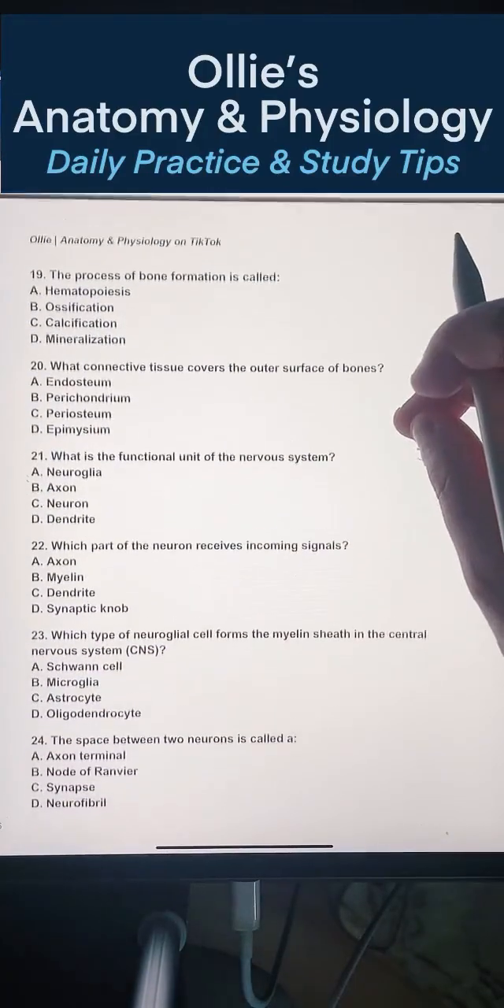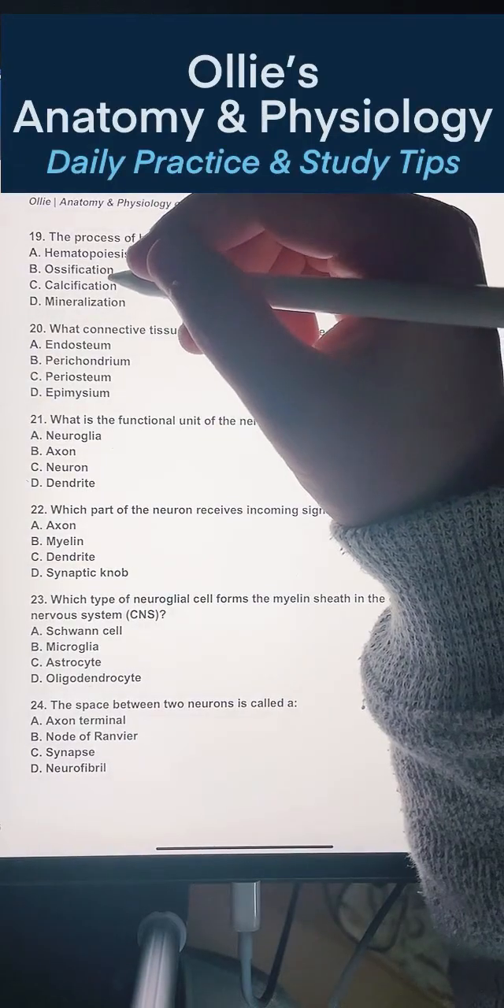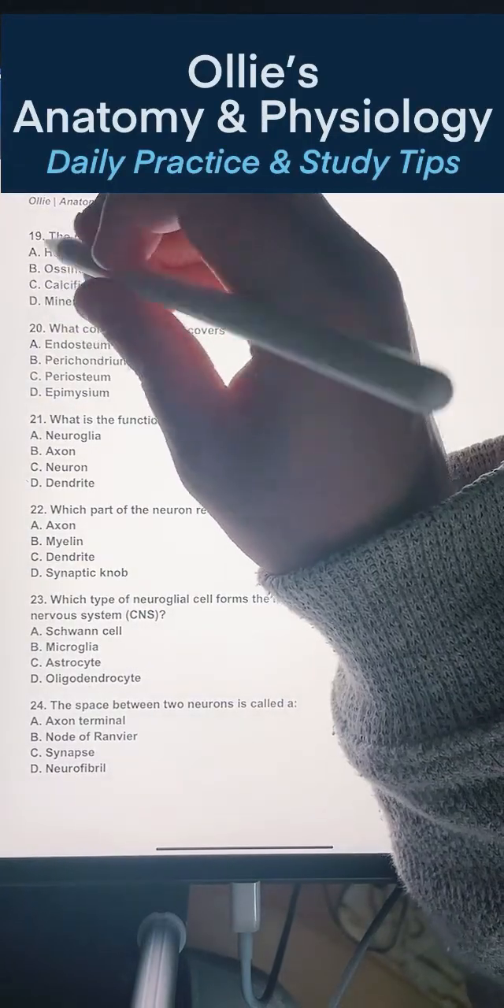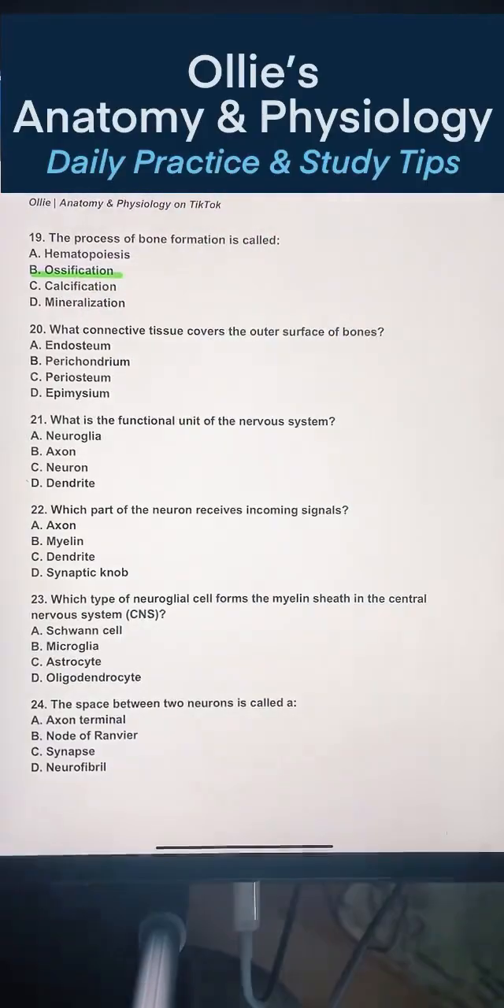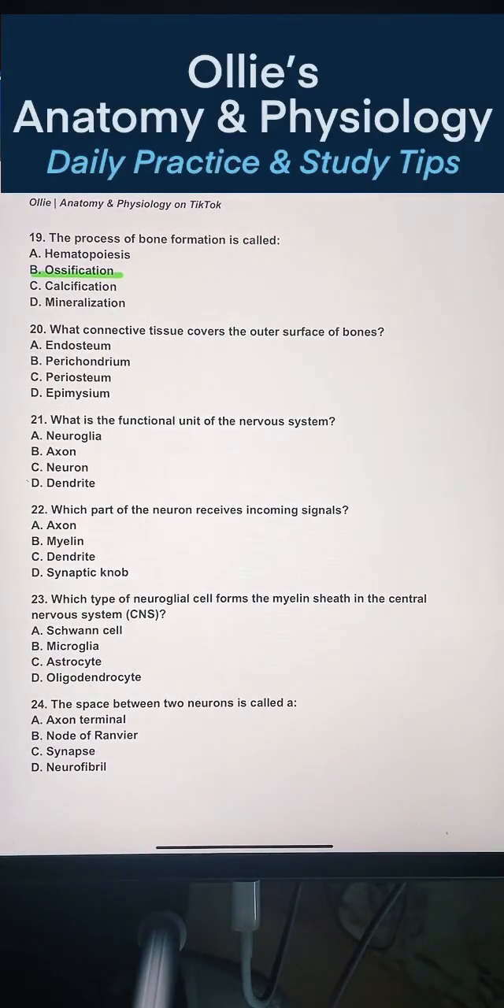Number 19, we're going to move on to the next page now. Number 19, the answer is B. It is ossification. We have intramembranous and we have endochondral ossification. Number 20. What connective tissue covers the outer surface of bones?